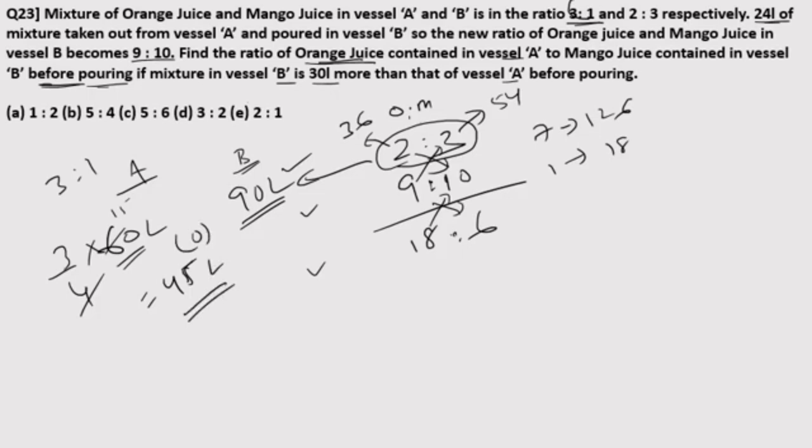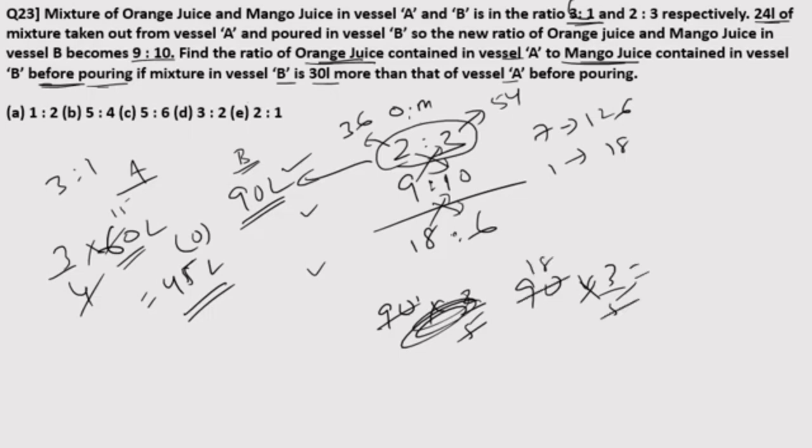Now in vessel B we need mango juice. Mango juice is how much in vessel B? Oh, mango juice is being asked. Mango juice means basically 3 by 5 parts, 90 into 3 by 5, because in vessel B the ratio was 2 is to 3, so 3 by 5 parts is mango juice. This is 18, so this is 54 liters. This is mango juice in vessel B, so we need the ratio of 45 to 54. 9 cancels with 9, this is 5, this is 6, right? So option C. Let's move to the next question.